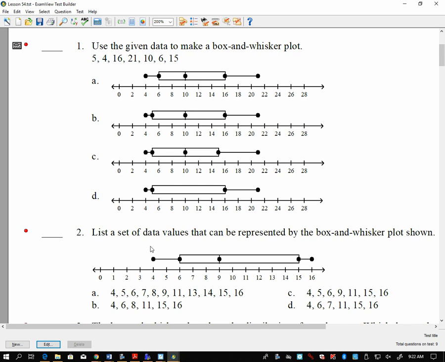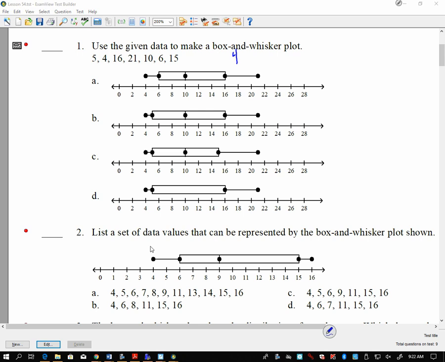All right, so we have some data here for question number 1. We have 5, 4, 16, 21, 10, 6, and 15. Okay? What do I want to do with that data there to begin to help me out? Put them in order from, okay, what's the smallest number?